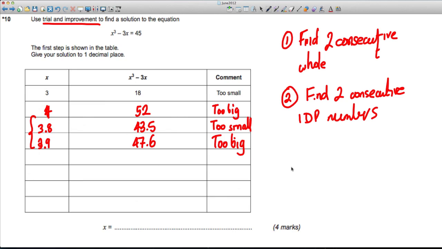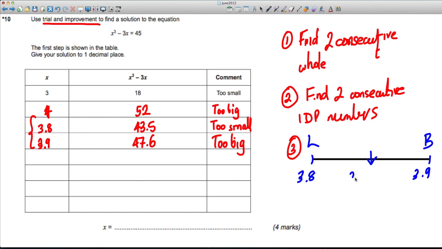Now the question is, for the third step, which one is it, 3.8 or 3.9? To get the last mark you must do this, otherwise you don't get the mark. You know 3.8 is too low, and you know 3.9 is too big. And you must try exactly halfway between these, 3.85. You must try 3.85. So if you sub in 3.85, cube it, and take away 3 times that, you get 45.5, which is too big.